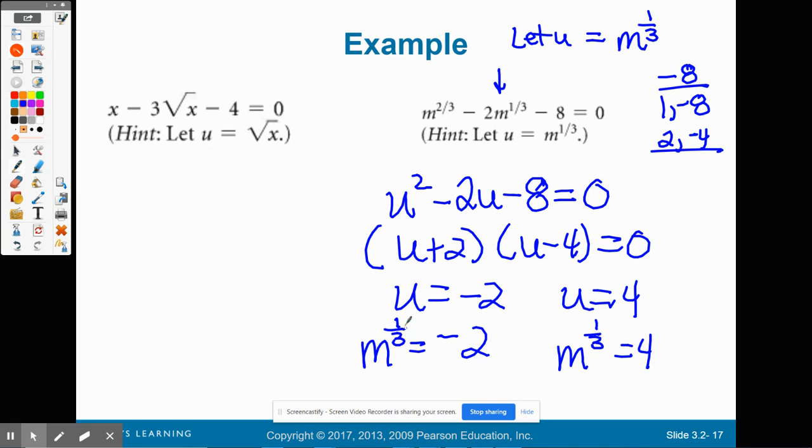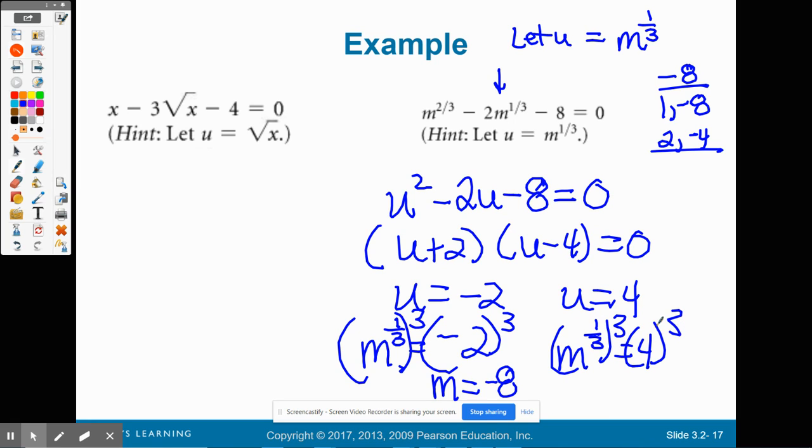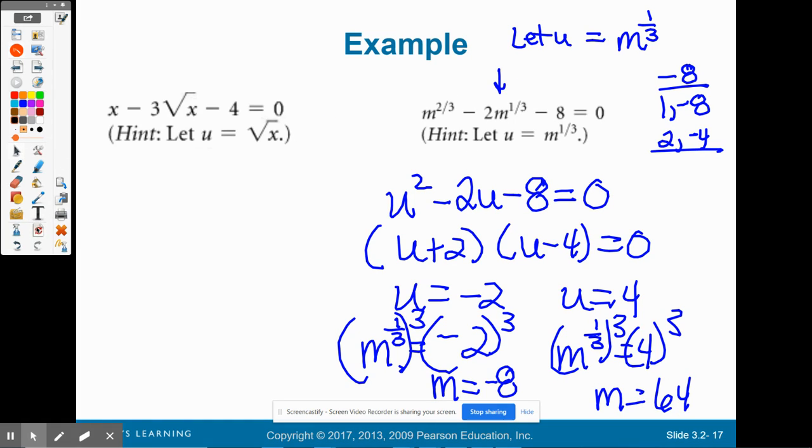You might not remember, but how do you get m by itself here? You cube both sides. So I'm going to get m equals -2 to the 3rd power is -8. When you cube both sides here, you get 4 to the 3rd power, which is 64. And both of those will work because you don't have to worry about the square roots there. Okay, I think that might be it.